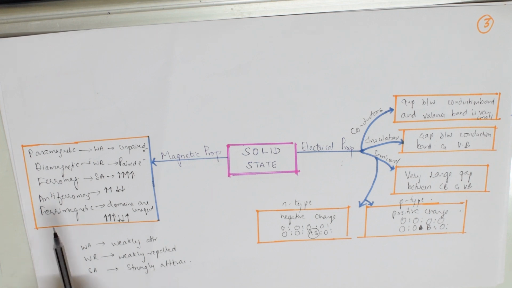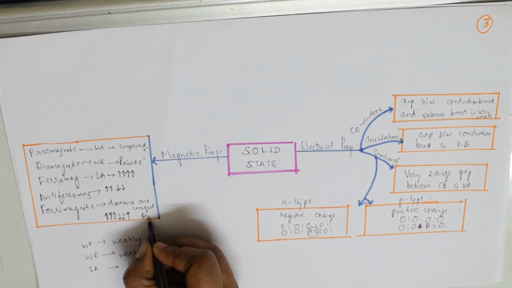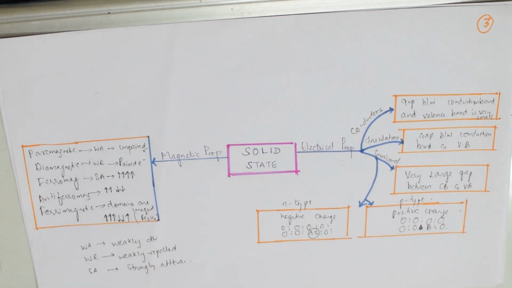So when it comes to antiferromagnetic, as I said, the domains are in the opposite direction, and they're equal. Manganese oxide, MnO, is the best example. So when I take ferrimagnetic, domains are not equal, I said. Fe3O4 is the best example. Fe3O4 is an example. Right, students? So this is about your electrical property as well as magnetic property.